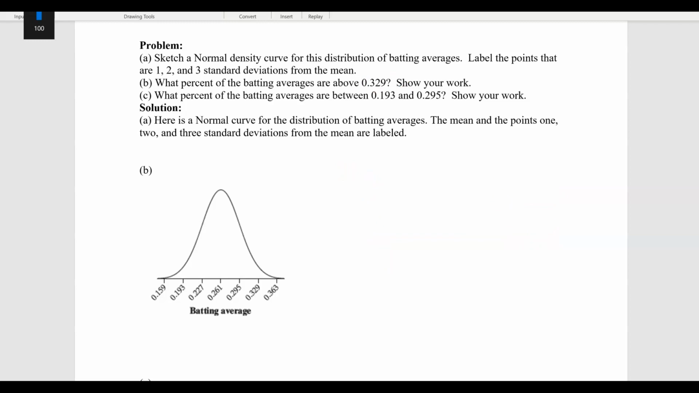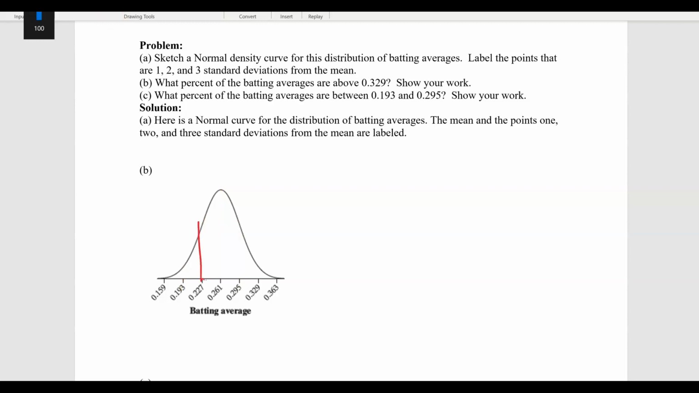So let's take a look at the next one now. What are they looking for here? What percentage are between 0.193, so that's going 2 below, up to 0.295, and that's only 1 above. So I'm going to partition this in a particular way now, all right? I'm going to come right up the middle here. We know this is the 50th percentile, right? 0.261 is the mean. So try to picture this with me for a second, and then I'll come back to it. Hopefully you'll follow along with me.